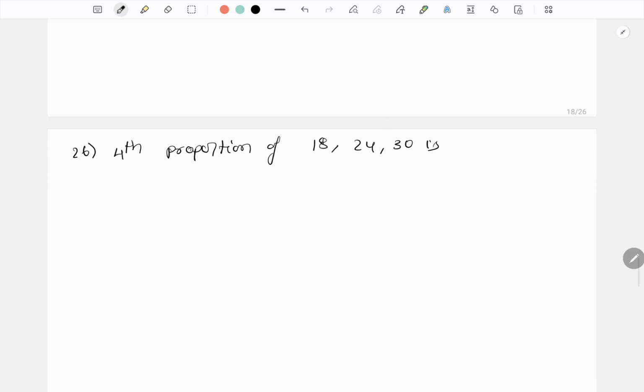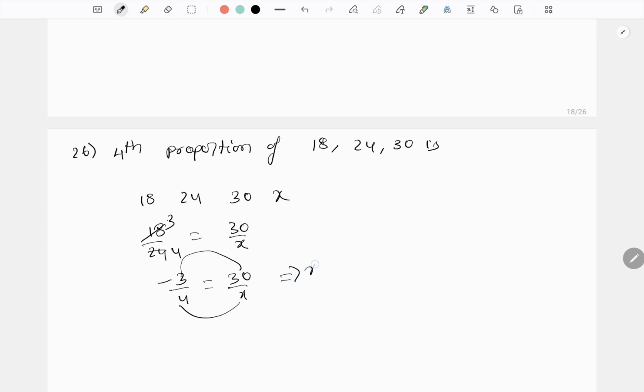Next question. Fourth proportion of 18, 24 and 30. So let the fourth proportion be x, or otherwise 18 by 24 should be equal to 30 by x. Now this goes by 6 3s, 6 4s. 3 by 4 is equal to 30 by x. 3 multiplied by 10 to get 30. So 4 should be multiplied by 10, so x value is equal to 40. That's it.